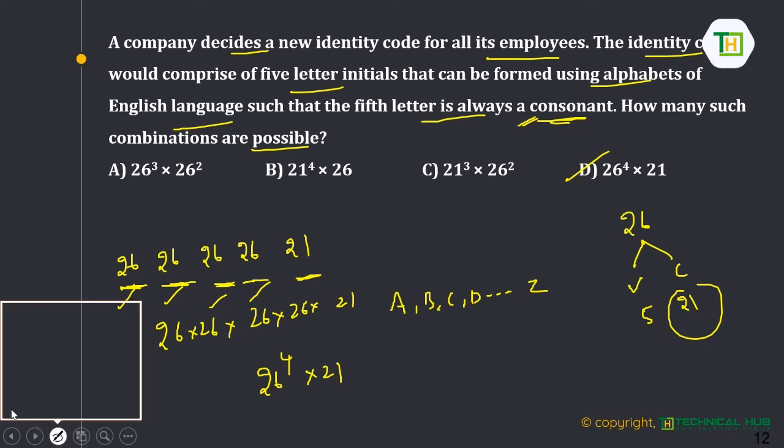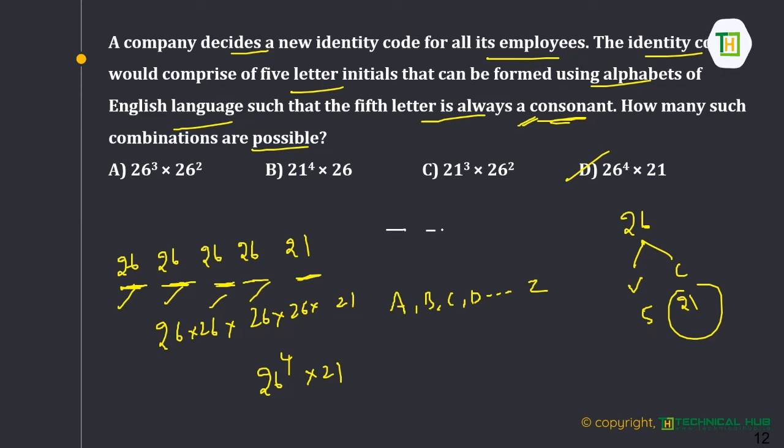If suppose repetition is not allowed, then what is your answer? Whenever repetition is not allowed, first you have to fill the condition place. See here, how many ways are possible to fill the fifth digit? 21 ways is possible. Out of 26 letters, already one letter is filled, then how many letters are there? 25 letters are there. So this place can be filled in 25 ways only because repetition is not allowed.